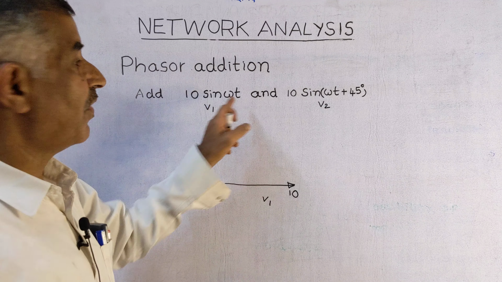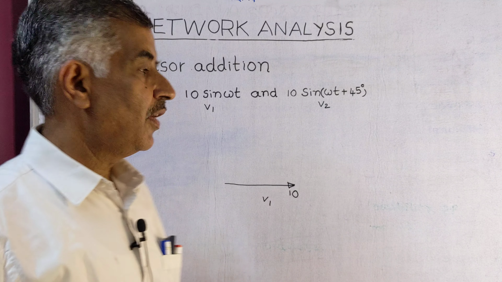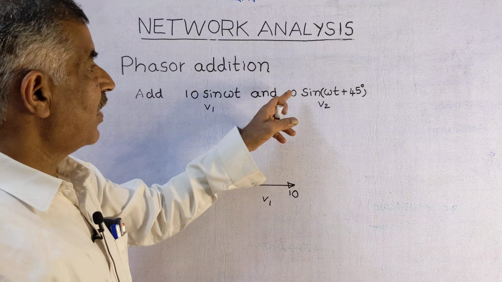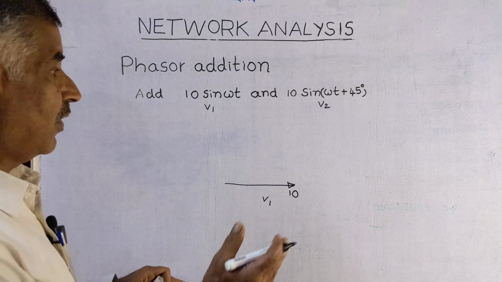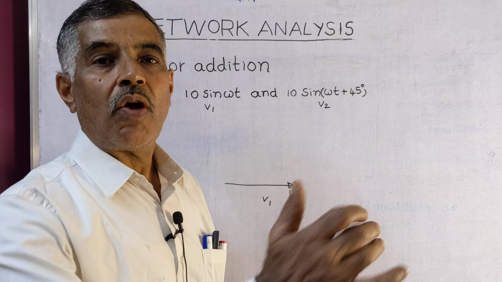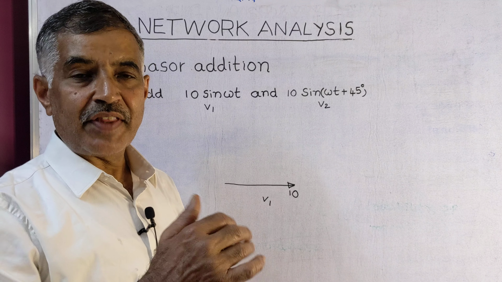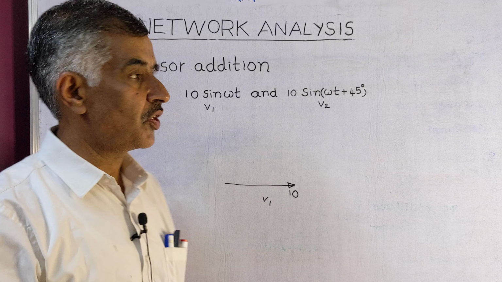So this is 10 sine omega t. What about 10 sine omega t plus 45? Another sine wave of the same amplitude but ahead of this by 45 degrees. Ahead means you take 45 degrees in the counterclockwise direction. If it is negative, you take it in the other direction, that is, clockwise.